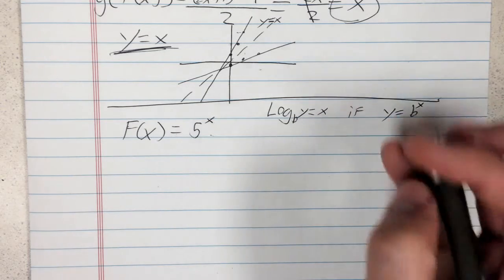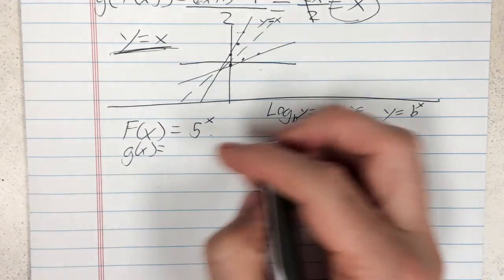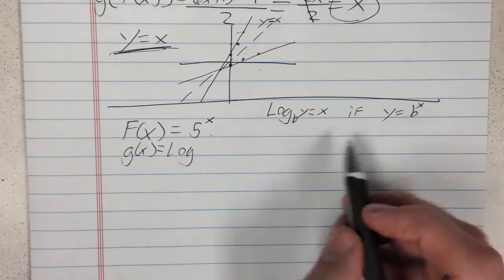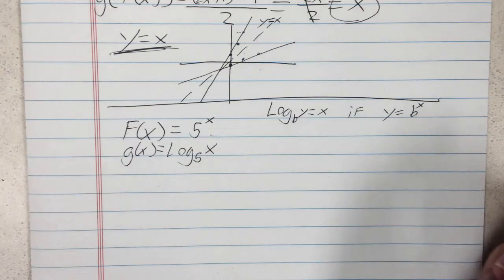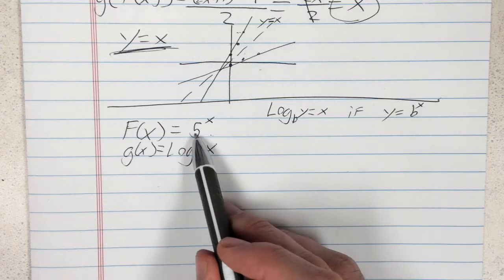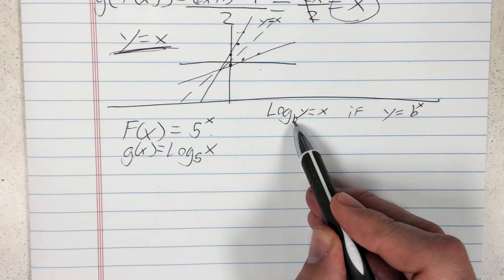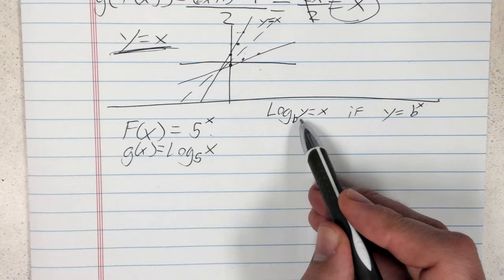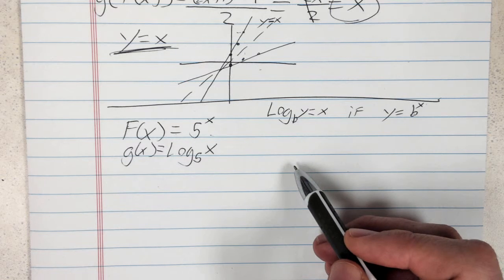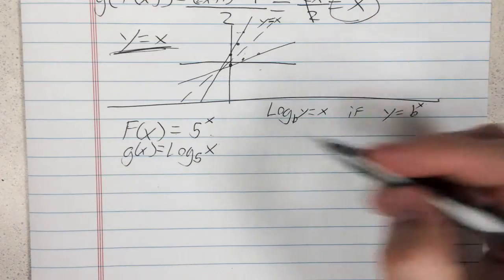So it's going to be g of x, which is the function inverse, equal to log base 5 of x. Okay, looks like I misspoke. So we're going to go back.